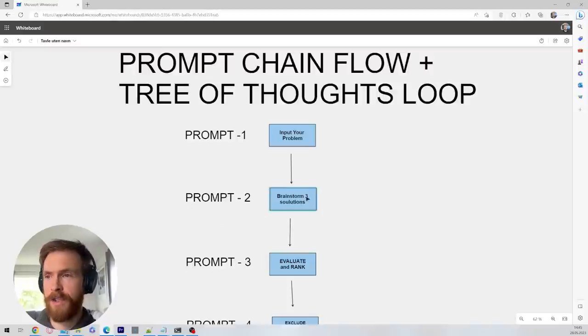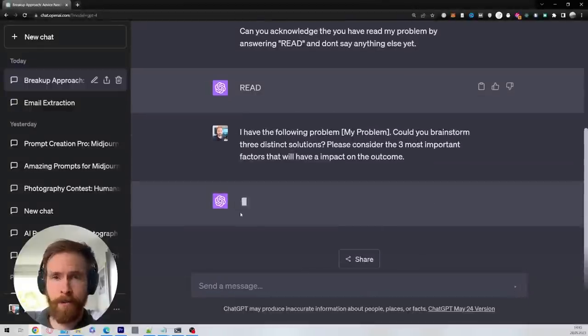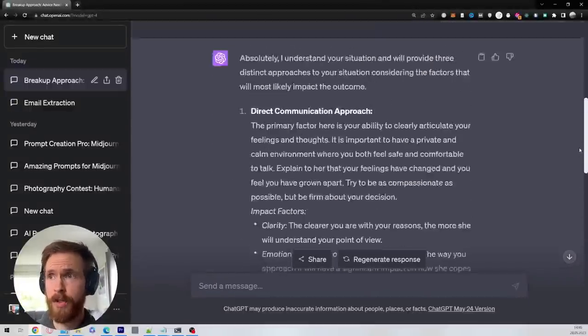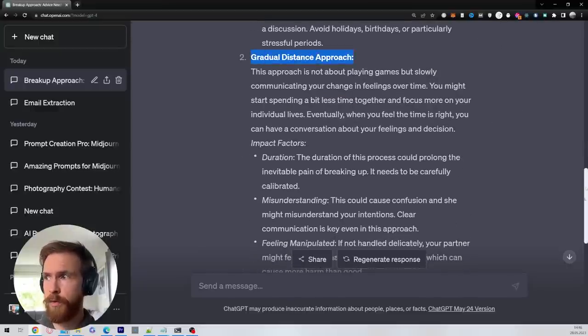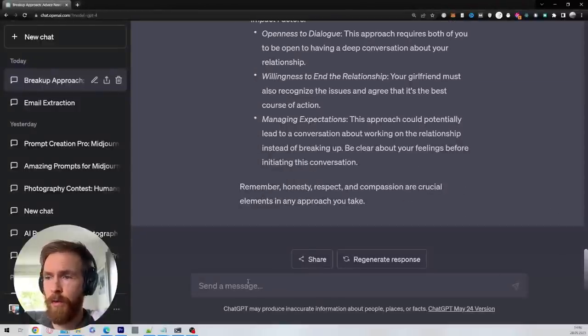And that is gonna be, as you can see here, brainstorming 3 solutions. So let's just go back to ChatGPT, paste in our prompt. I have the following problem, and then we just do my problem, right, in brackets. Could you brainstorm 3 distinct solutions? Please consider the 3 most important factors that will have an impact on the outcome. Okay, so let's just hit submit. Okay, so we have our 3 solutions here. So that's a direct communication approach, a gradual distance approach, and we have the mutual decision approach. Okay, so let's move on to prompt 3.